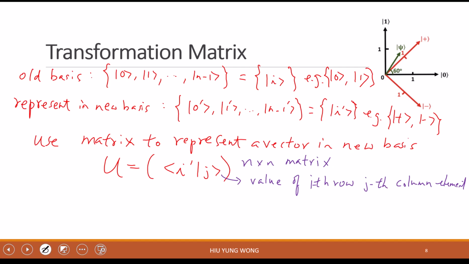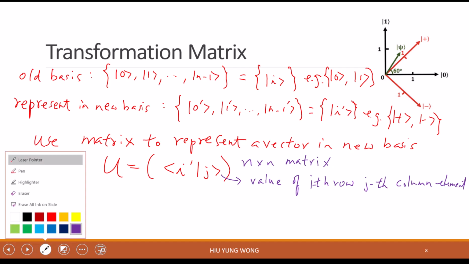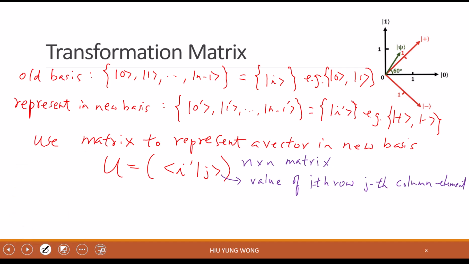Now, do you understand? So, 0th row, 0th column is going to be 0 dash inner product with 0. Okay, so dash means the new basis. No, without dash is the old basis. Can be confusing. Don't worry yet. I will have an example. But in summary, is this. With this, then, any vector you will transform, if you try to represent it in the new basis, is U times this vector. So this is the old, this is the new representation.